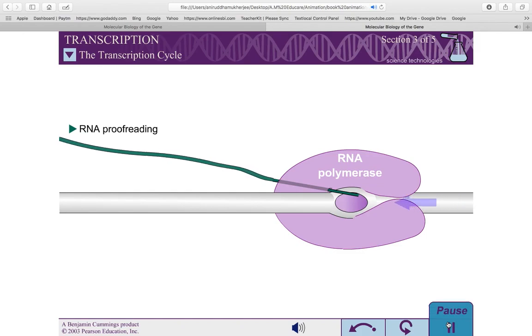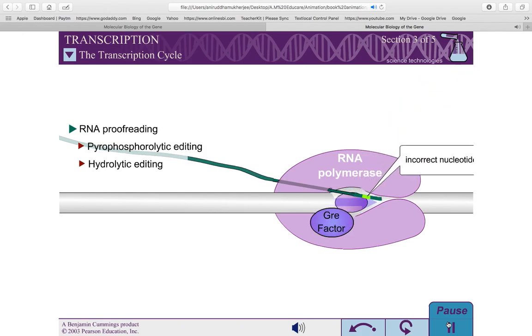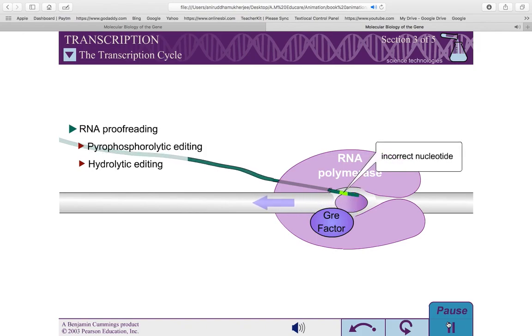RNA polymerase has 2 proofreading mechanisms. The first mechanism is called pyrophosphorolytic editing and involves a simple back reaction to catalyze the removal of an incorrectly inserted ribonucleotide. RNA polymerase slows down when an incorrect ribonucleotide is added, making removal of an incorrect base more likely than removal of a correct base. The second mechanism is called hydrolytic editing and involves backtracking of the polymerase by 1 or more nucleotides to cleave the RNA product. In bacteria, hydrolytic editing is stimulated by GRE factors, which also serve as elongation stimulating factors.